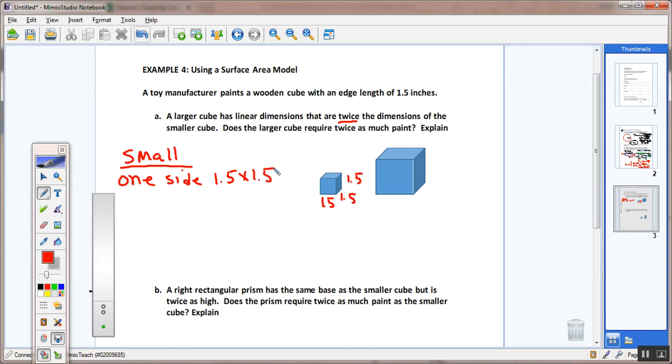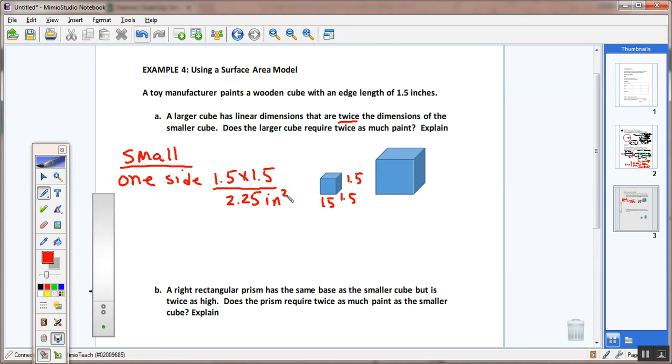All right, anybody know what 1.5 squared is? 2 point... I'll just write it here. It's 2.25 square units. And actually, we're going to use inches in this problem. Okay? The area of one side of that cube is 2.25 square inches. However, in that cube, how many equal sides do you have? 6. There's 6 of them, okay?